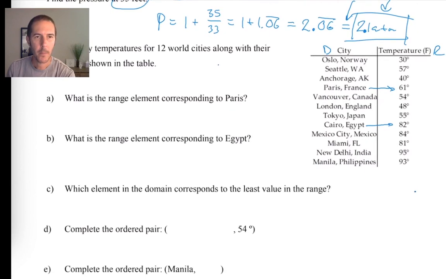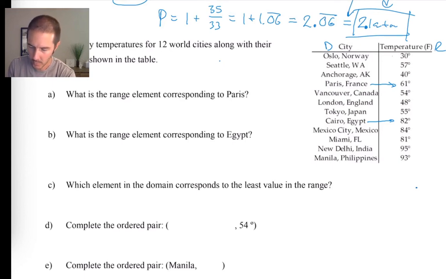And then here we're going with a slightly different question. Which element in the domain corresponds to the least value in the range? It would be nice if all of these range values were organized in increasing order. They're not, so we have to look carefully, and I see that 30 degrees right at the top of that list is the lowest temperature. It's the lowest value in the range, and it corresponds to Oslo, Norway. So I wouldn't normally draw an arrow mapping it back to Oslo because we always map from domain to the range, but just realize that those two correspond. So Oslo, Norway.